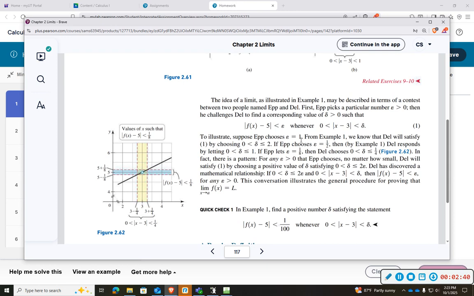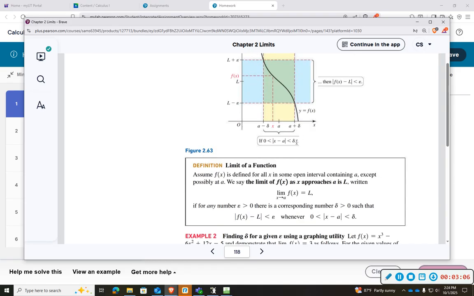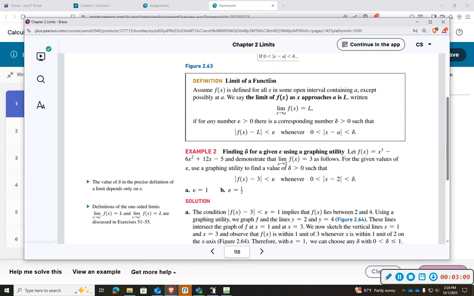Okay, so this goes over again how we can figure this out every time no matter what. This is going through the process that if we pick a certain epsilon and f of x minus L is going to be less than epsilon, we can figure out the relationship that delta needs to match so that x minus a is less than delta. And this goes more into the precise definition. It also goes over the limit of a function again, and the definition for f of x minus L being less than epsilon when x minus a is less than delta.